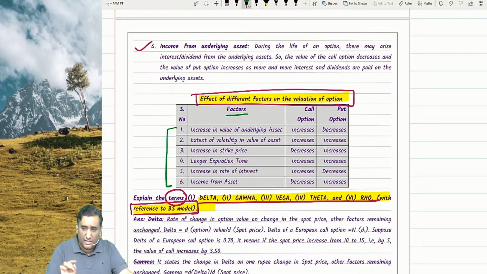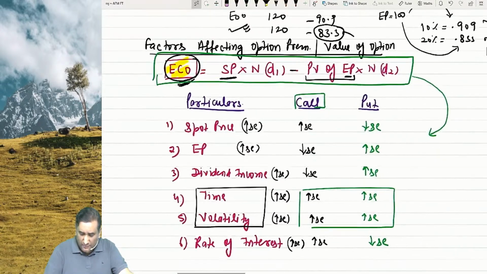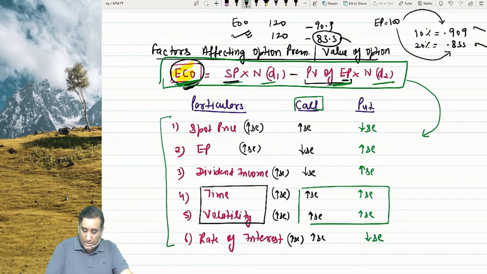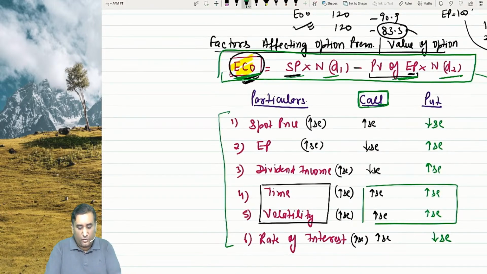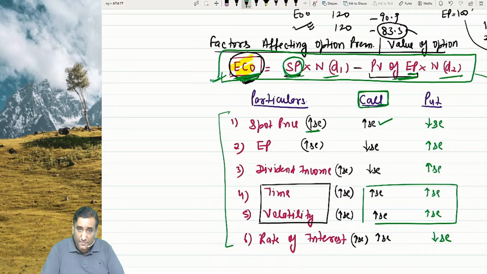affect the call option. Just to give you a hint, how will you do it? How I cover it is, I do not cover the put first. I look at this European call option. This call option is spot price into N of d1 minus exercise price into e to the power minus rT into N of d2, and then I write the six factors here. I am focused on the call option, not even looking at the put. Look at the formula, the European call option: spot price into N of d1. If the spot price increases, the value of the European call option will increase. Exercise price increase: just put mathematically, look at this formula here.